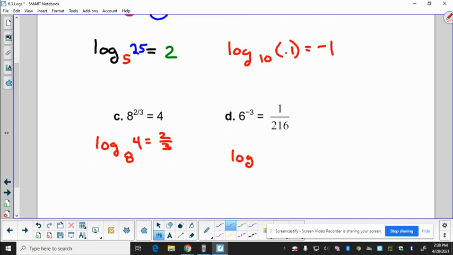Logarithm, 6 is the base of, I'll put this in parentheses so we can see, this is the value of the logarithm, equals -3.